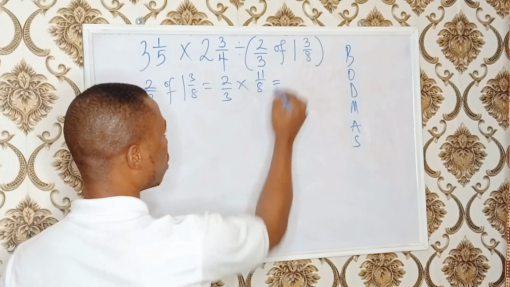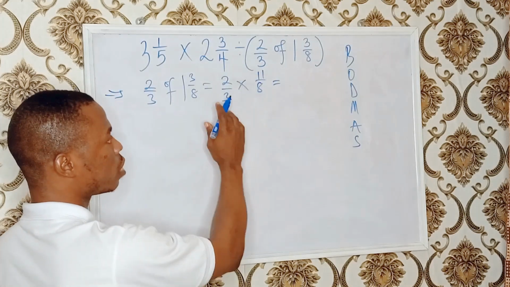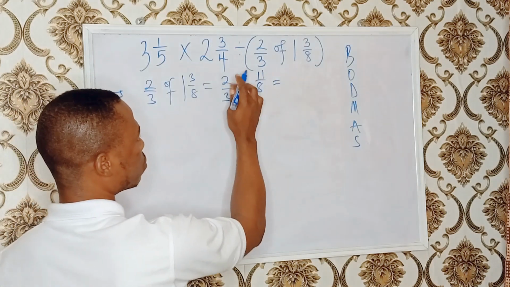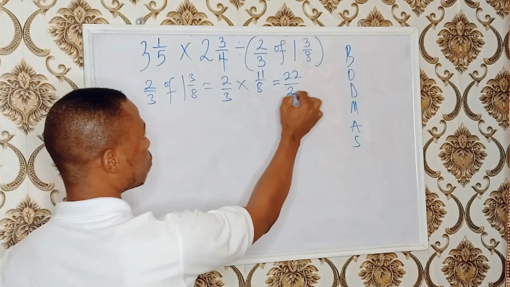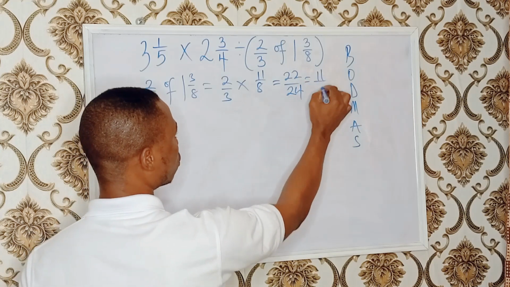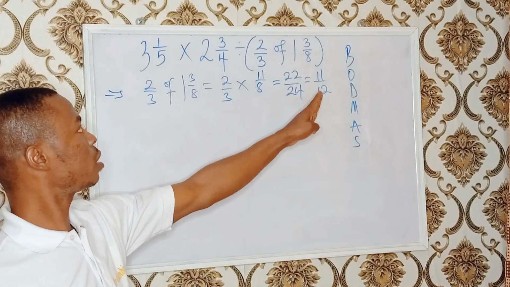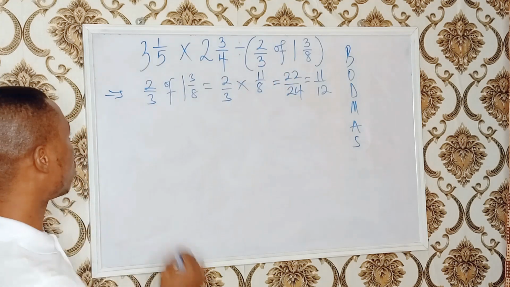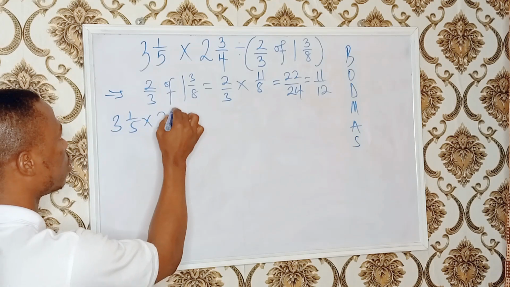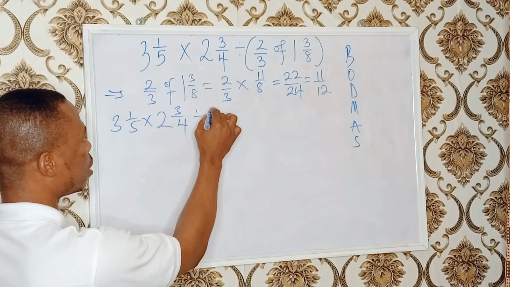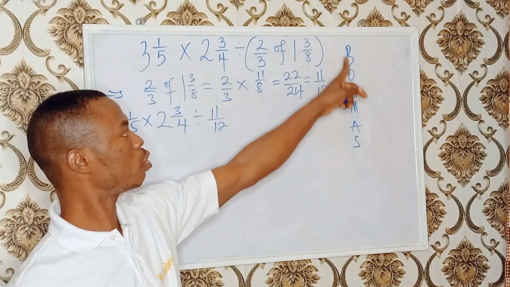And from this you multiply 2 times 11, you multiply the numerators and then the denominators. 2 times 11 gives 22, and 3 times 8 gives 24, and you can reduce this to be 11 over 12. Now you're done with what we have in the bracket. So you bring it to this expression: 3 whole number 1 over 5 times 2 whole number 3 over 4 divided by 11 over 12.